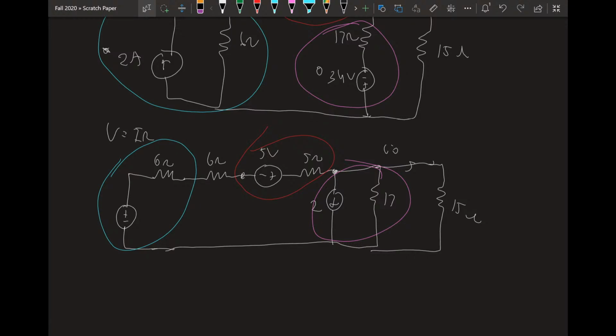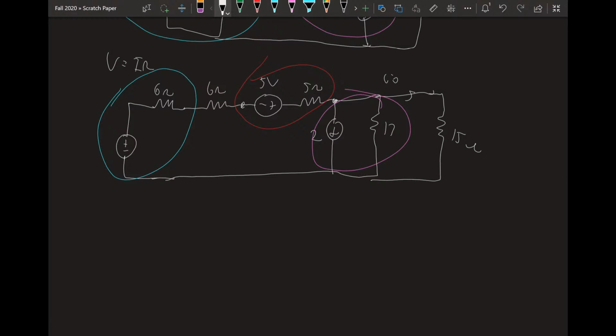So now we can combine a bunch of things in series. This is the whole point of source transformations, for us to be able to reduce the circuit. Because now we see that everything here is nicely in series. So we can combine voltage sources in series, if you did not already know that.